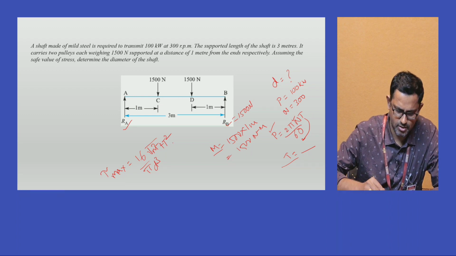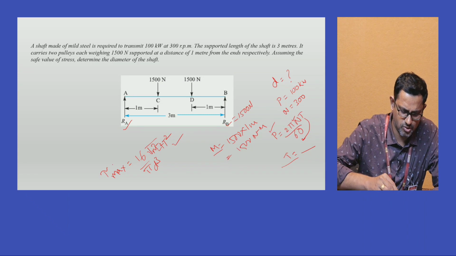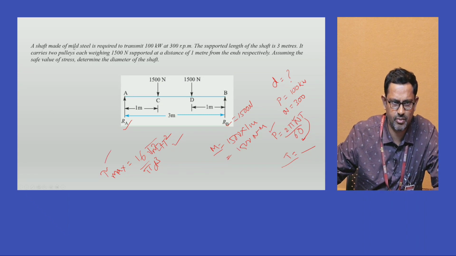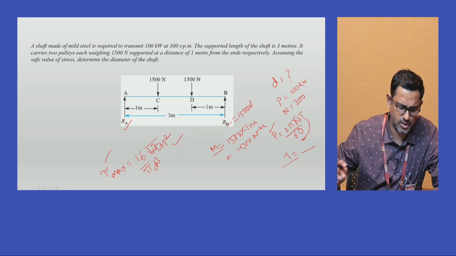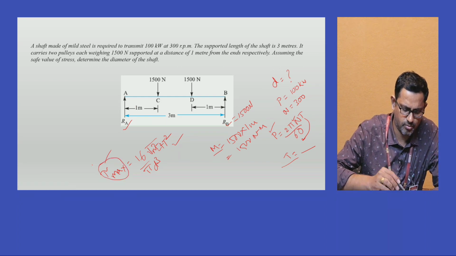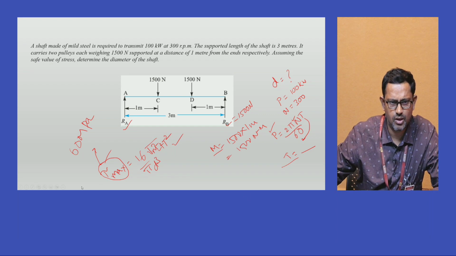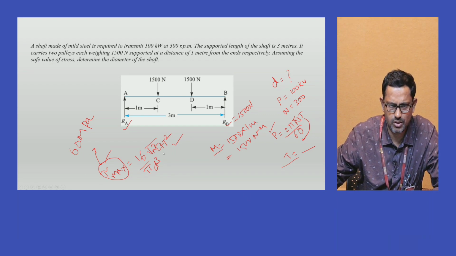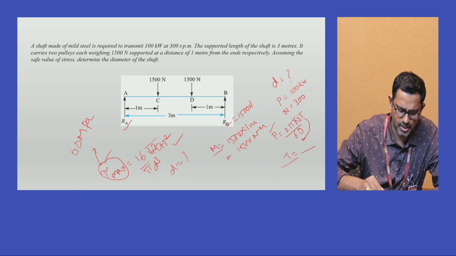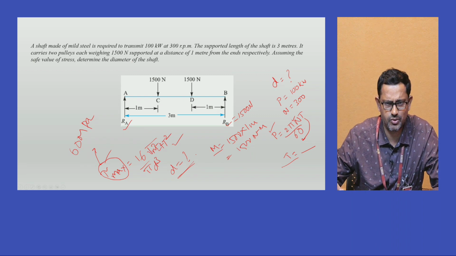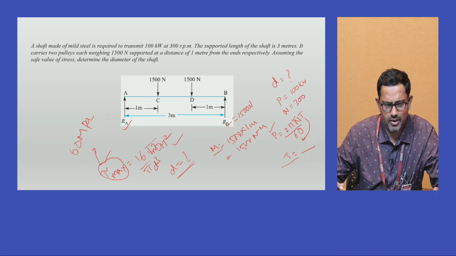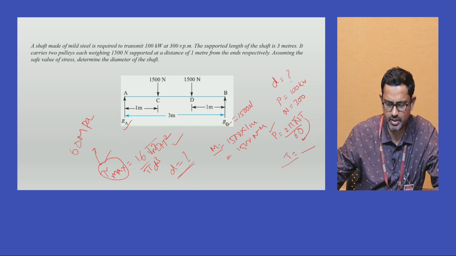So here the twisting moment is known, the bending moment is also known. Tau max is not given, but they have mentioned the mild steel material. So you take the allowable maximum shear stress value for mild steel material as 60 MPa. Now tau max, M and T values are known, and the only unknown is the diameter. So using this equation you can calculate the diameter of the shaft. This is how you have to design shafts whenever they are subjected to both bending moment as well as twisting moment.